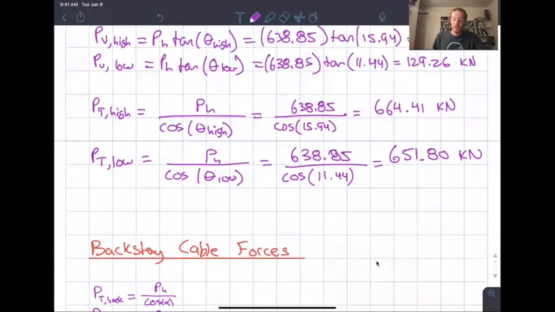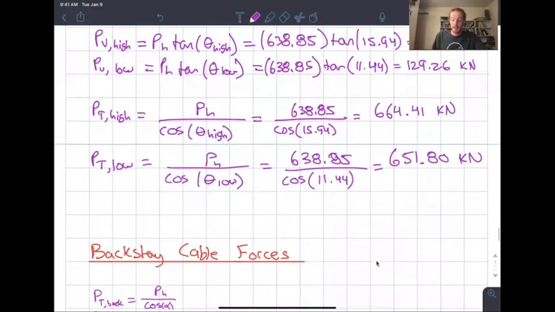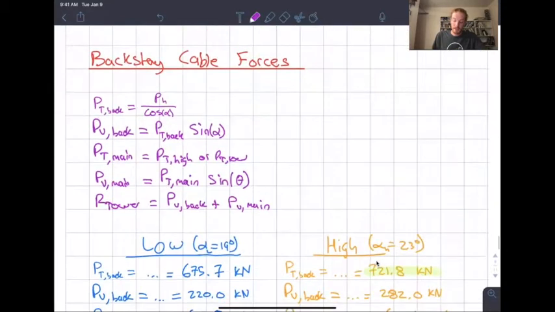And we all understand why that happens based on the nature of the cosine and sine functions, as well as the exercise we went through looking at that free body diagram of just a little segment of cable. Okay, so we calculated all of our main span forces. Now let's go ahead and calculate our back stay forces.